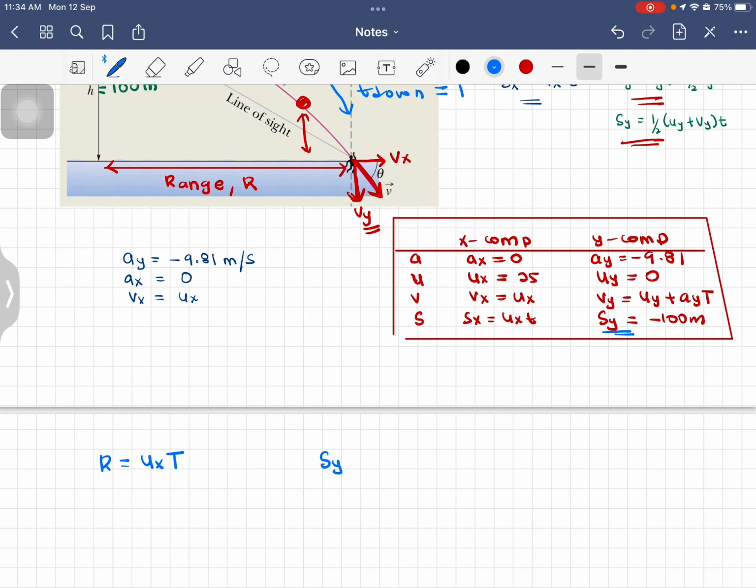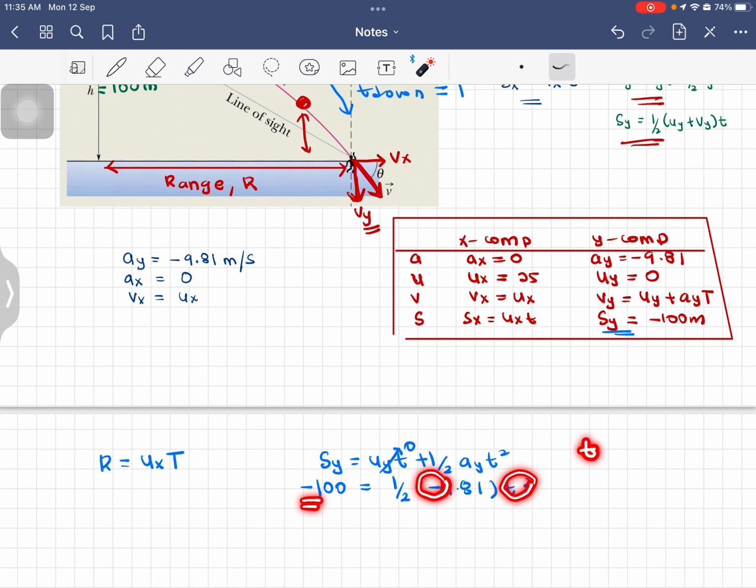So kita guna equation Sy equal to Uy T plus half Ay T square. So dekat sini Sy kita adalah negative 100. This part is equal to 0. Half negative 9.81 and T square. So in this case, if you put negative here and didn't put negative here, kat sini kan T square kan. Nanti kita akan dapat T sama dengan square root kan. Nanti kalau salah satu daripada awak punya information is negative, awak tak boleh dapat jawapan. So make sure you put the negative negative part correctly.